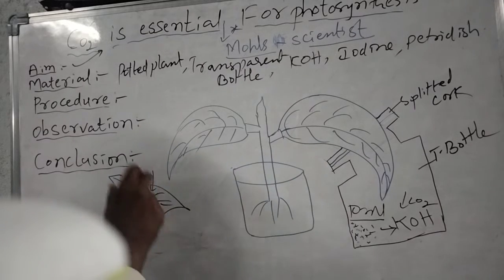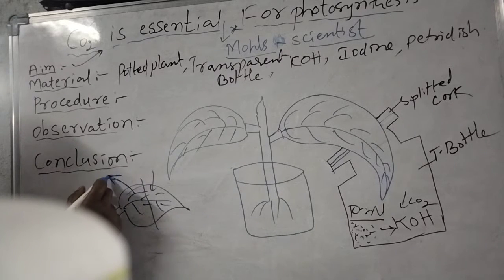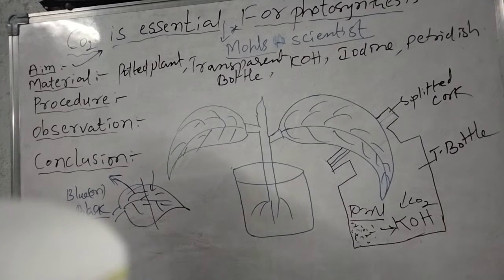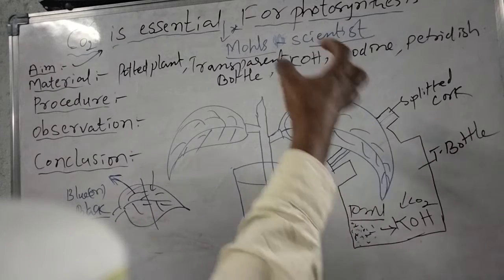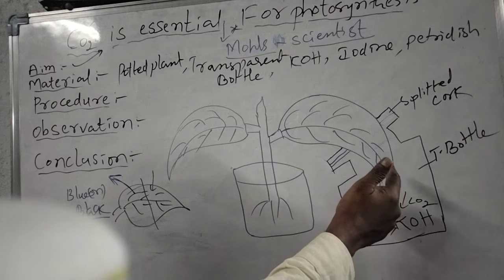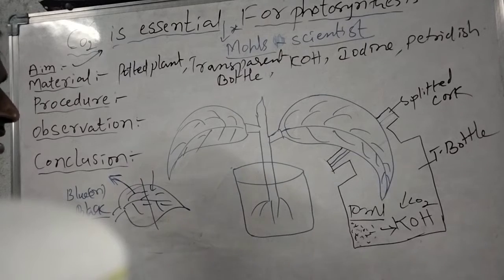On both sides, if we pour some iodine solution, what happens? The leaf which is exposed to the sunlight, outside of the bottle, turns blue or black in color. Why does the leaf inside the bottle not turn? Even inside the bottle, the leaf also absorbed the sunlight, but carbon dioxide is not present. Before the leaf could absorb it, that carbon dioxide was consumed by the potassium hydroxide. That's why carbon dioxide is not available to the leaf.